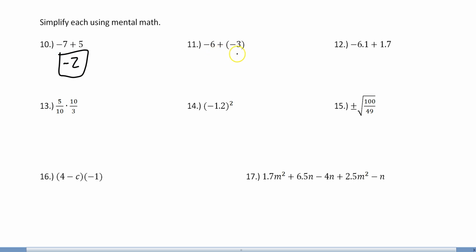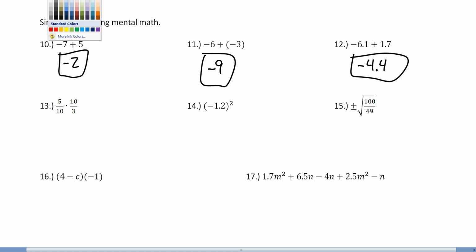Here, negative 6 plus a negative 3, since they're both negative, we just add them together and keep it negative. That's a negative 9. Here, when we add these together, you can either stack these and do the subtraction, or you can just think of it like the 1.7 is taking it down 2, that brings us to a negative 4.1, but I went down a little bit too far. It's actually a negative 4.4 when you subtract that.